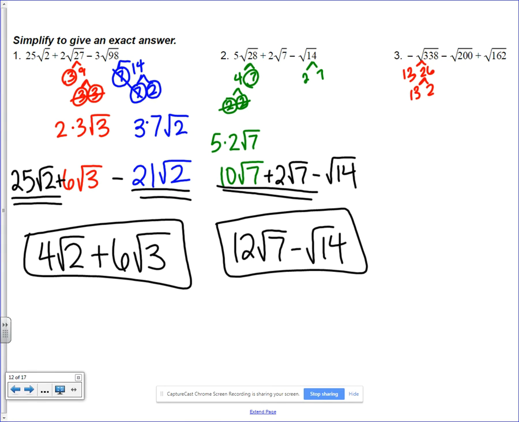13 and 2. Okay, did I have anything out front to begin with? A negative, right? And what's going to get out of here? A 13. So this will be negative 13. What's left underneath? Good.